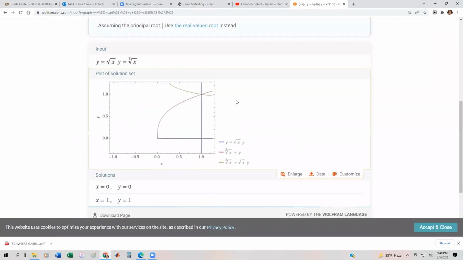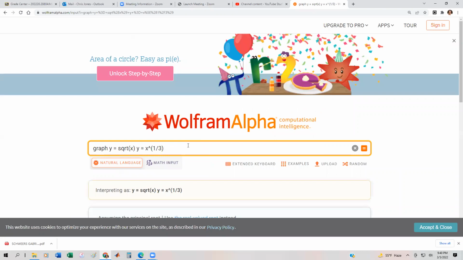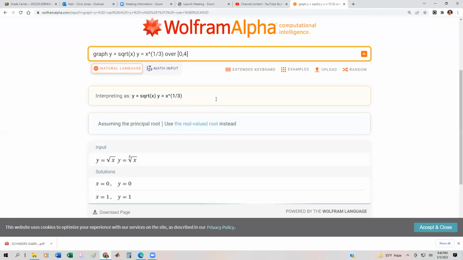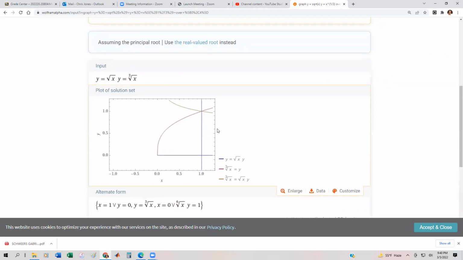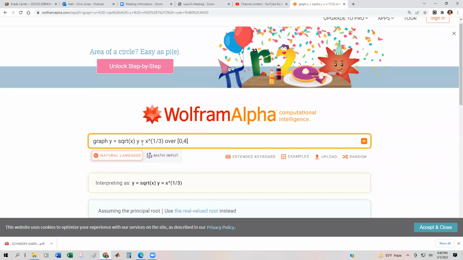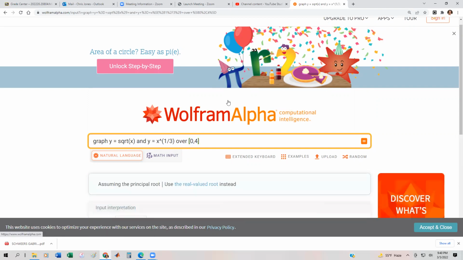Here are our functions. We should probably use quadrant 1, because we know the square root of x only exists in quadrant 1. So let's say from 0 to 4. Still does this sort of thing, so I'm not sure if I made a typo or something like this. Let's see if that works a little bit better.